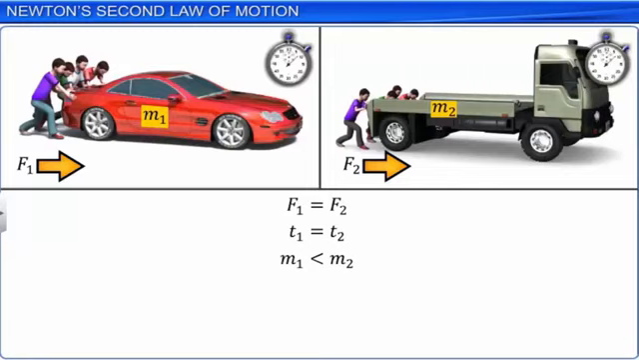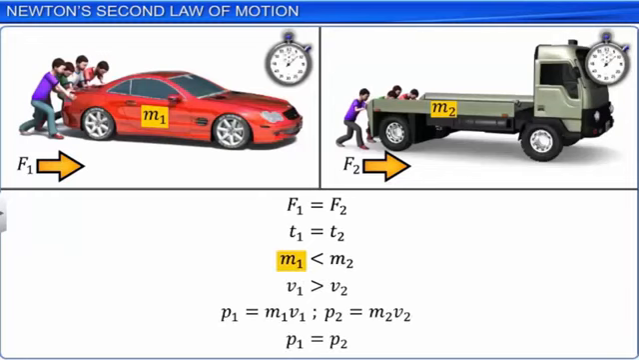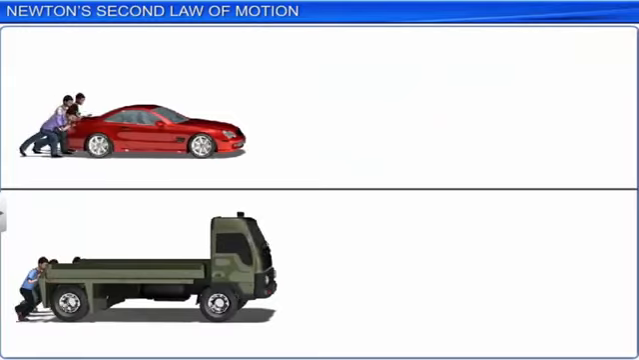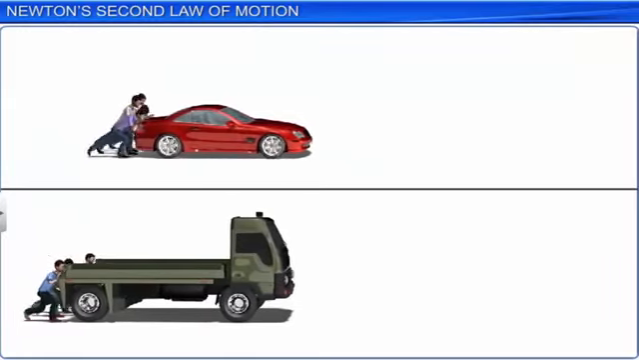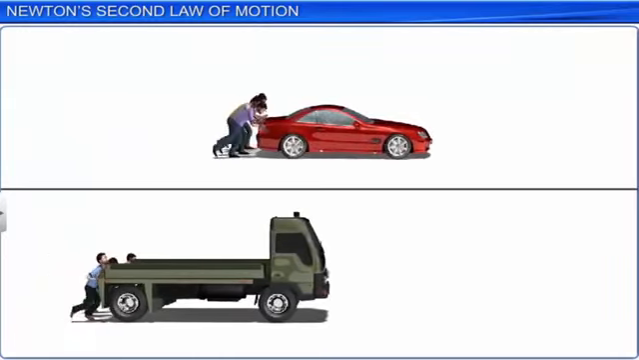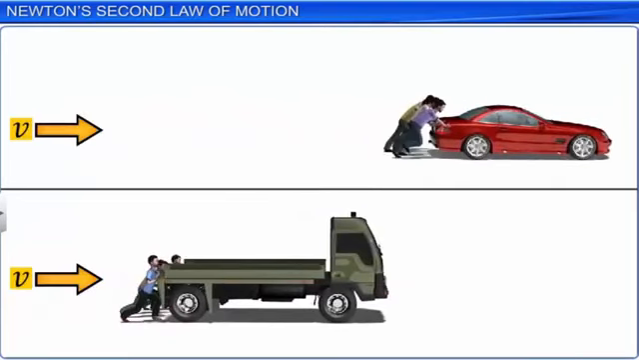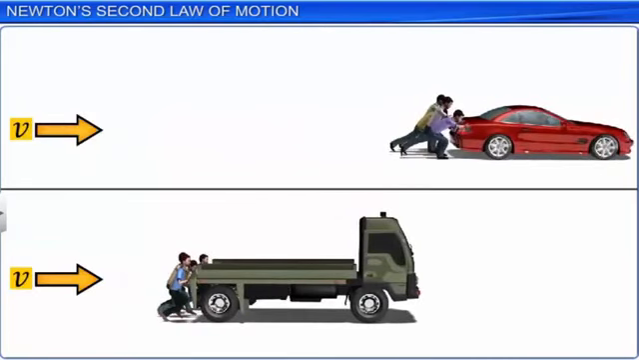Hence, a body of lesser mass moves with greater velocity compared to a body of greater mass, but the product of the mass and its velocity remains the same in both cases. In these examples, there was a change in momentum due to a change in magnitude of the velocity of the body. There was no change in the direction of motion of the body.